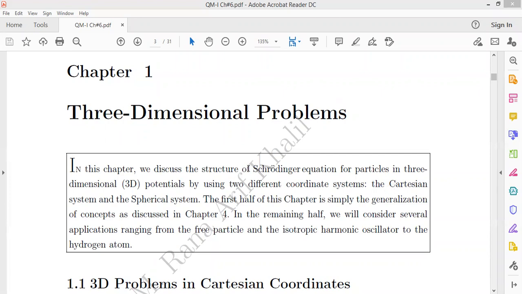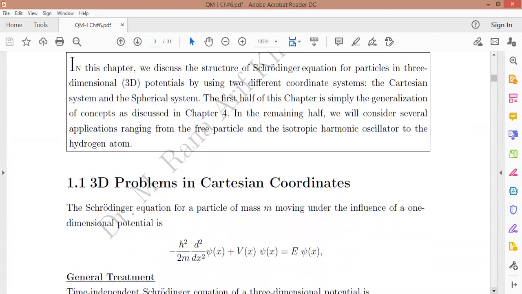In this chapter, we will discuss the structure of Schrödinger equation for a particle in three-dimensional 3D potentials by using two different coordinate systems. First coordinate system is Cartesian and other is spherical. In the first topic, we solve the 3D problems in Cartesian coordinates. It means x, y, z coordinates.